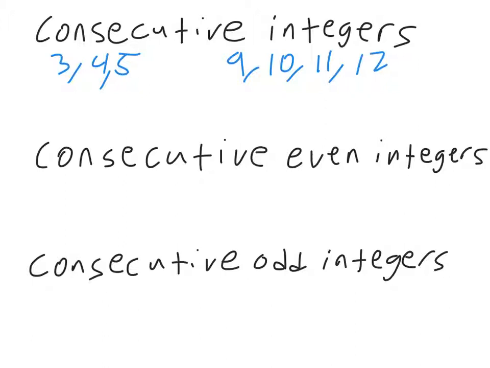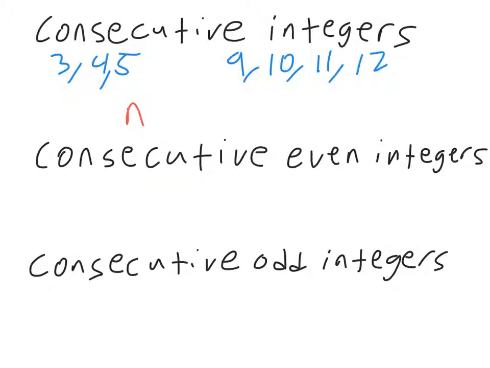Now, to convert this to algebra notation, this is how you would write consecutive integers using variables. If you want to talk about the first consecutive integer, you always say n. Here we started with 3, and then we went to 4, then 5. Here we started with 9, then 10, then 11, then 12. So if your first number is 3, next one is 4.